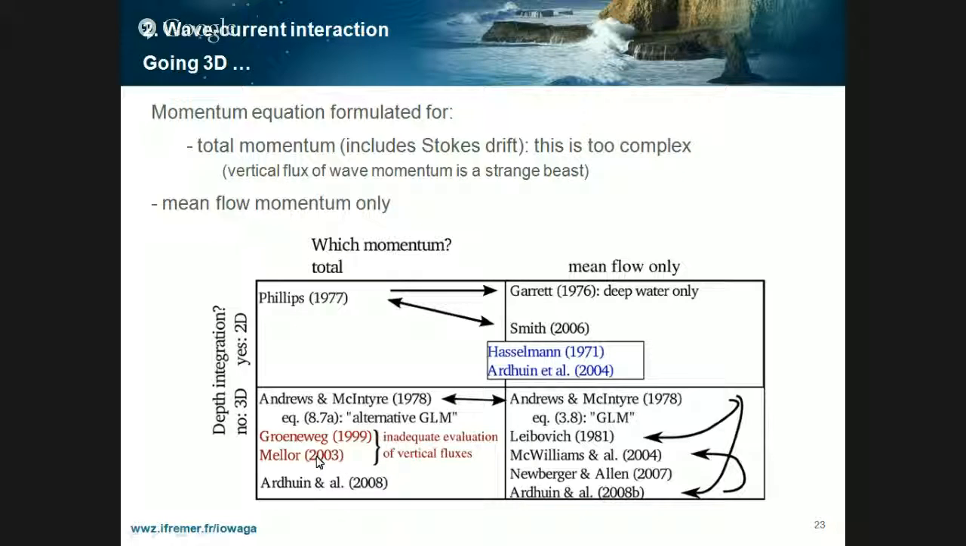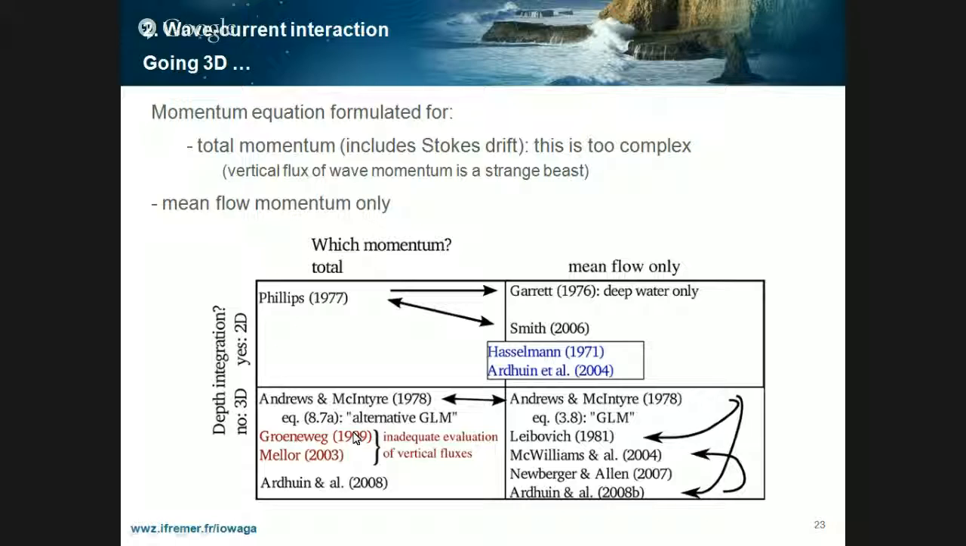Essentially, there was a first paper in 2003 and some others, and the big difference between these two approaches is that in one case, you're writing equations for the total momentum, which is the Lagrangian mean velocity, u bar L. In the other case, you're writing an equation for the mean flow momentum, which is u hat. The two approaches should be equivalent, and in the paper from Andrews and McIntyre from 1978, they show how to go from one to the other. That's the theory, but in practice, it happens that the equation for the mean flow is much easier to implement.